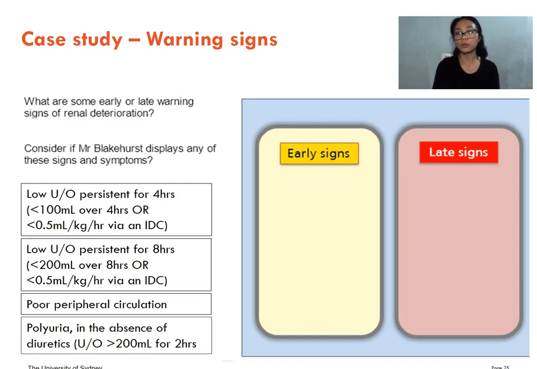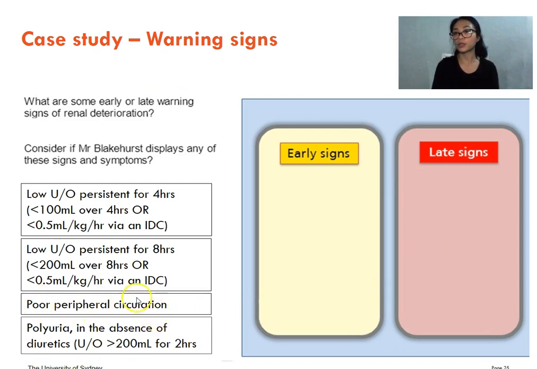So where would a low urine output persistent for 4 hours go? Where would that be an early sign or a late sign? Would it be additional calling criteria for a clinical review? Would it be additional calling criteria for a rapid response? Where would a low urine output persistent for 8 hours go? Again, is it an early or a late sign?